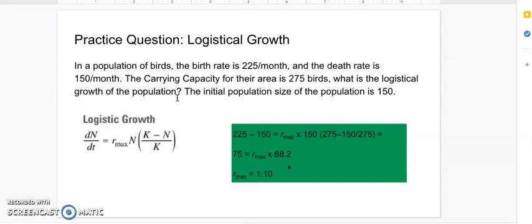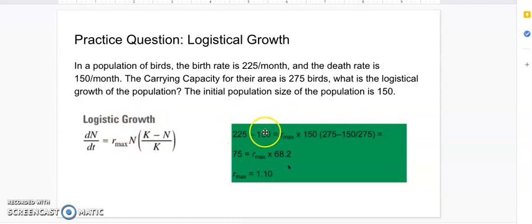What is the logistical growth of the population if the initial population size is 150? So same thing, I'm just going to plug that information into this formula. We know that dN divided by dt is equivalent to the birth rate minus the death rate, which we were given up here, right? So 225 minus 150. And that equals that r value, which is what we're looking for, times the population size times the carrying capacity minus the population size divided by the carrying capacity. So it's just putting all these numbers in their correct spot, right?